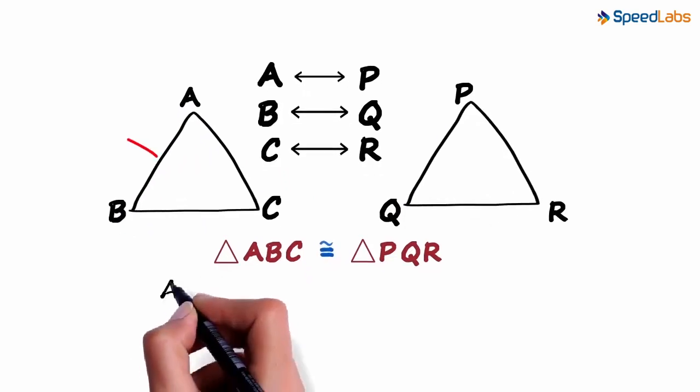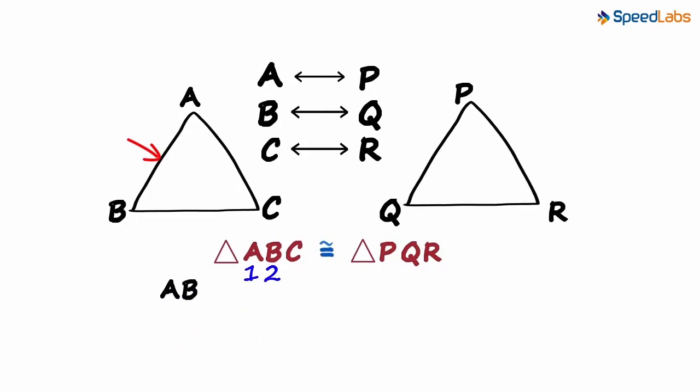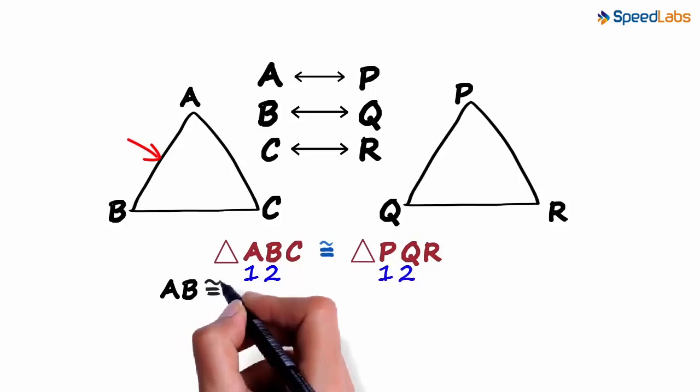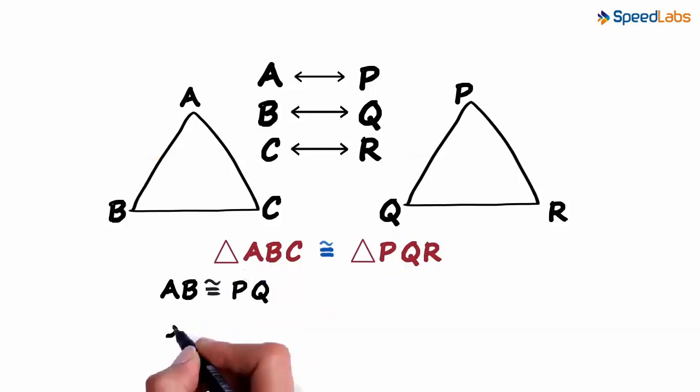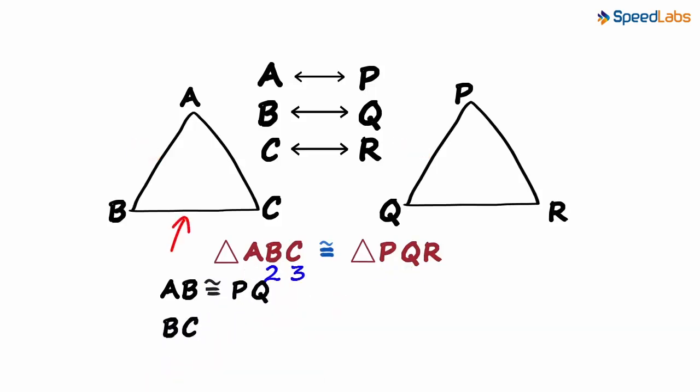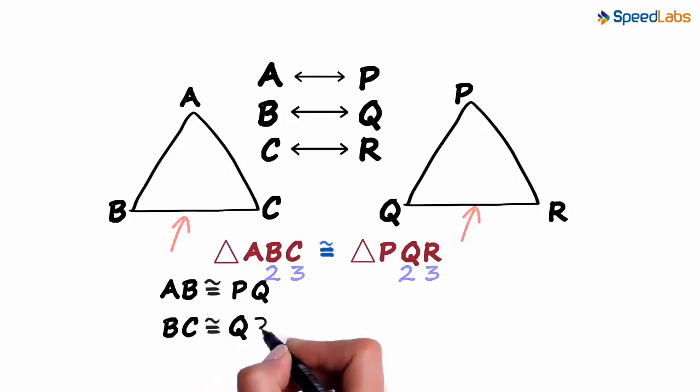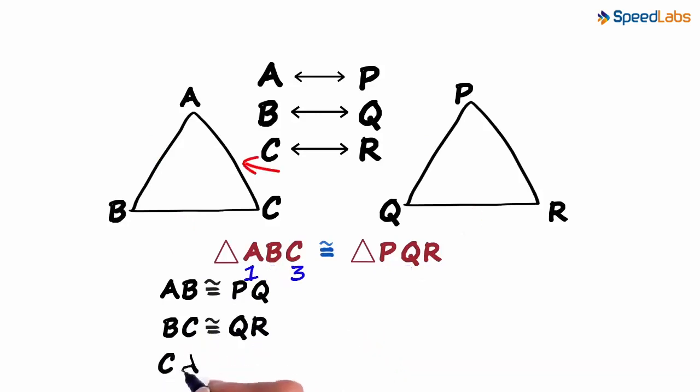Look at the side AB. What will it be congruent to? Based on the correspondence, we can say that it's congruent to side PQ. And side BC? Simple. It will be congruent to side QR. And side CA will be congruent to side RP.